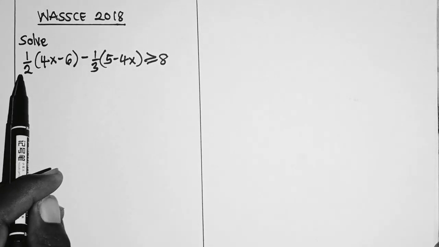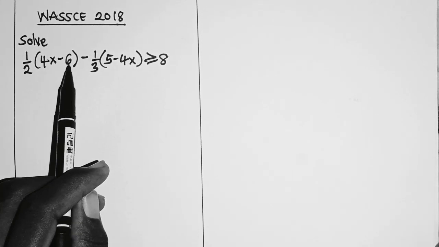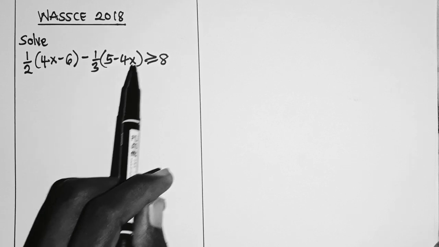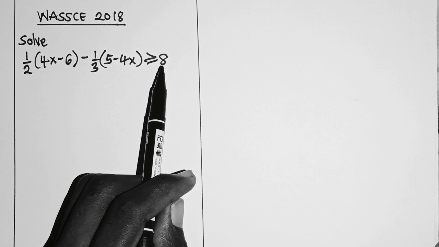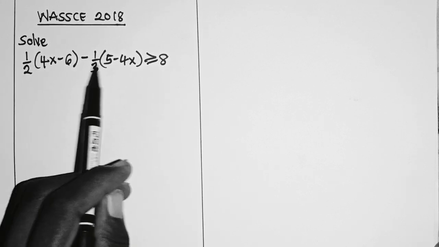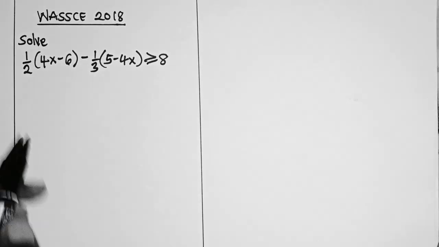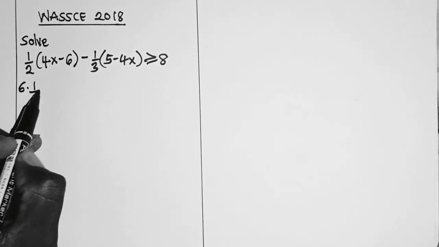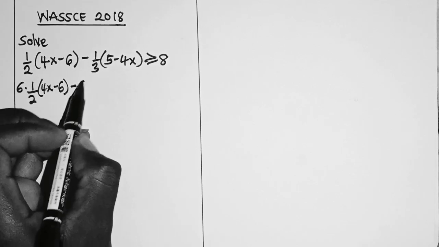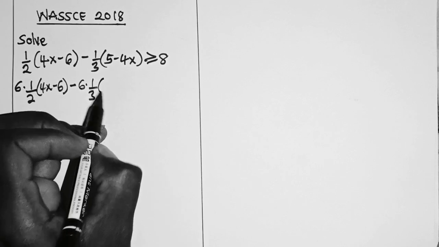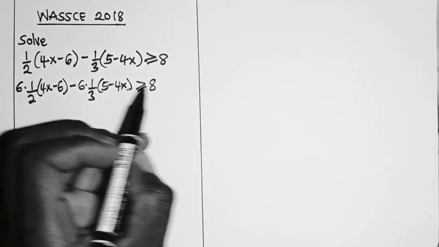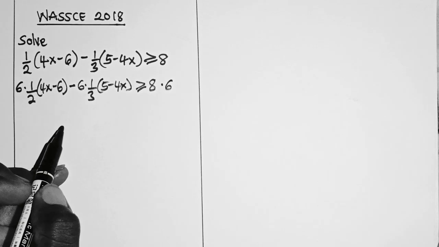Solve 1/2 times (4x - 6) minus 1/3 times (5 - 4x) is greater than or equal to 8. So now the lowest common multiple of 2 and 3 is 6. So let's multiply through by 6. So this becomes 6 times 1/2 times (4x - 6), then minus 6 times 1/3 times (5 - 4x), greater than or equal to 8 times 6.